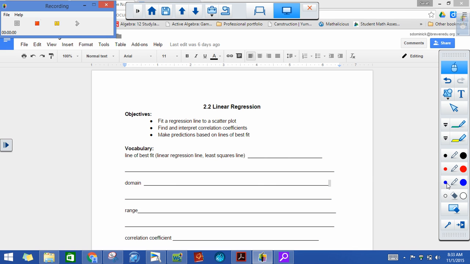Alright, so here's your vocab. There's not too much for this section. A line of best fit could also be called a linear regression line or a least squares line. You'll definitely see a lot of line of best fit or a linear regression line. So a linear regression line is a line that best fits the data given.